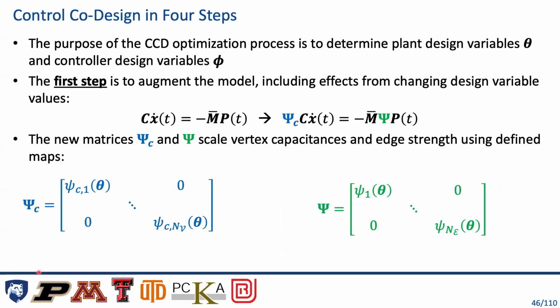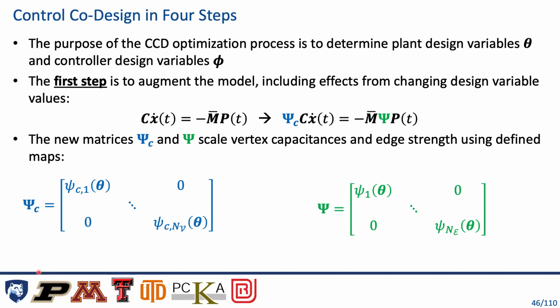The big takeaway I want you to take from this slide is that you want to map your plant design variables to the model that you're trying to represent. And that's what these graphs can do pretty easily. So if we have our component model that's produced by the toolbox, we get the systematic equations that are coming out of that. We can augment those equations by adding in this psi C and this psi matrix to scale our capacitances, to scale our vertices, and to scale our edges, or even add or remove them.